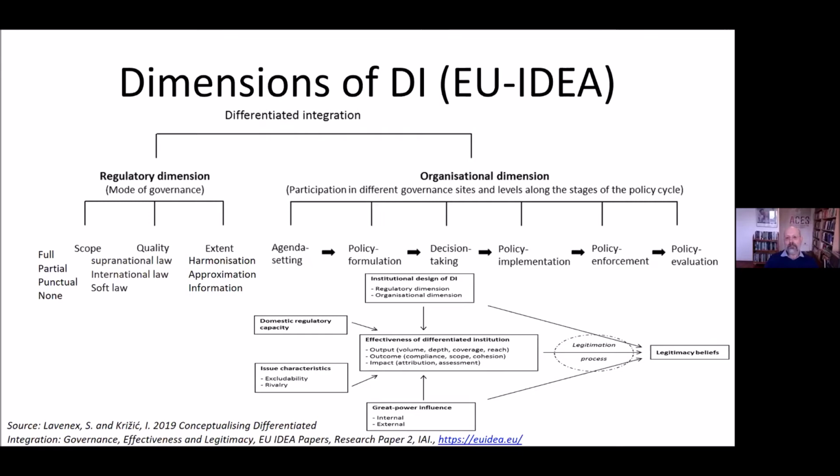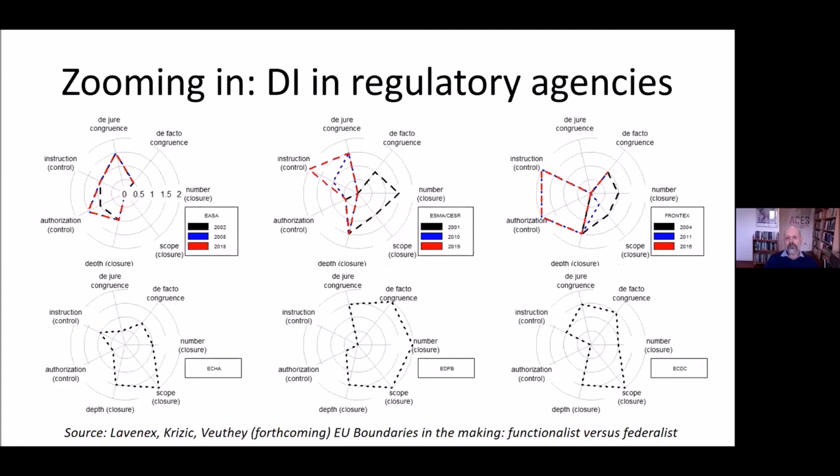I have not much time to present results, and the research is of course ongoing, but I would like to show you a snapshot for six regulatory agencies that we have analyzed with regard to their degree of openness for third country participation. These are regulatory agencies in the field of the single market, but also finance, regulation, and justice and home affairs.